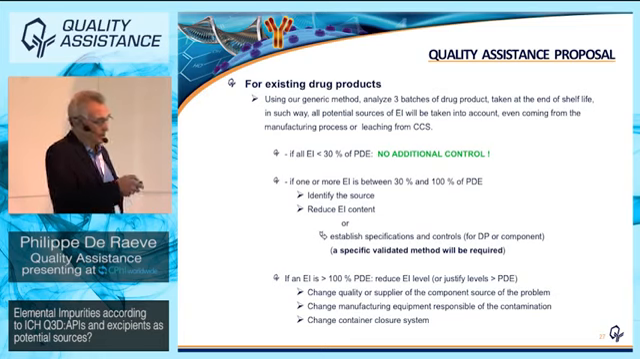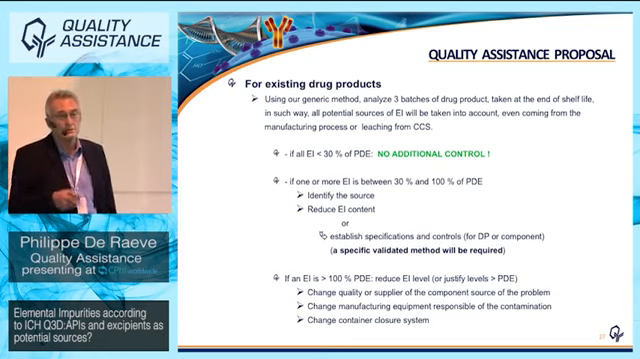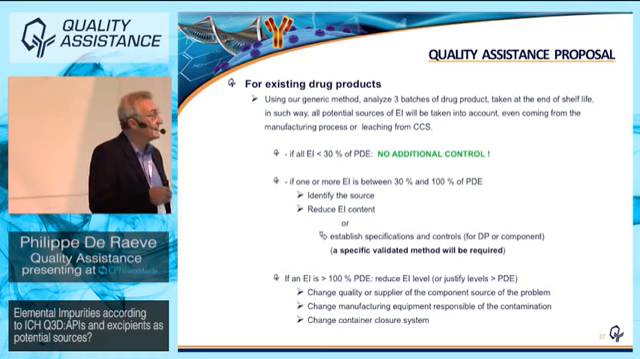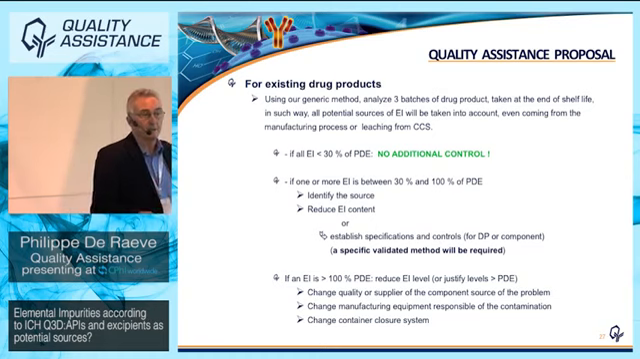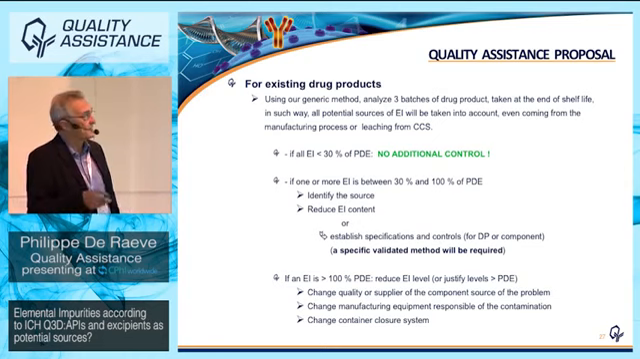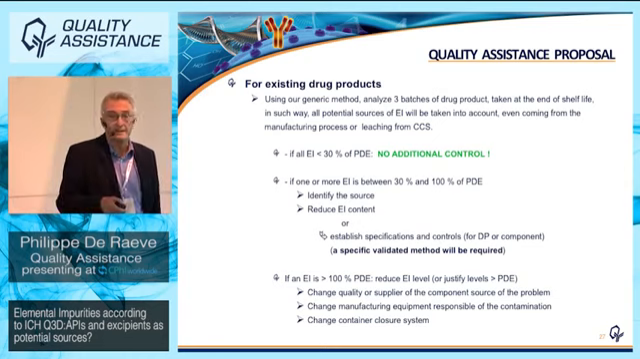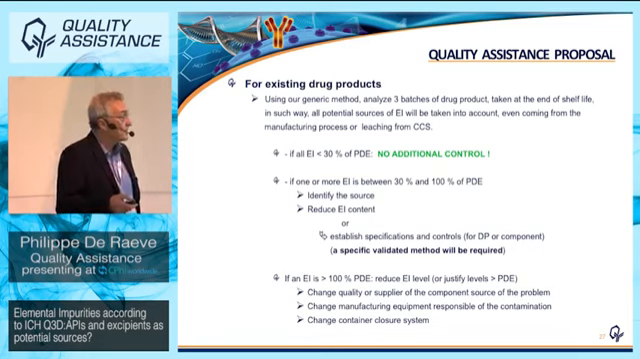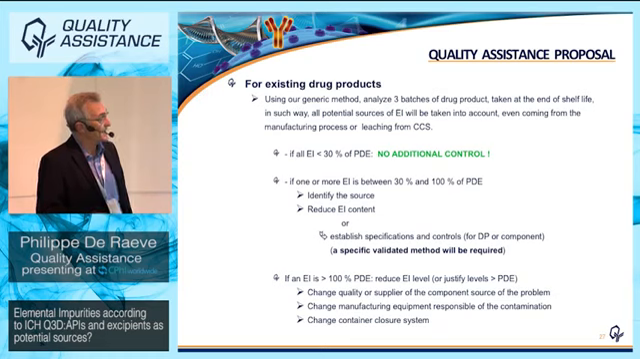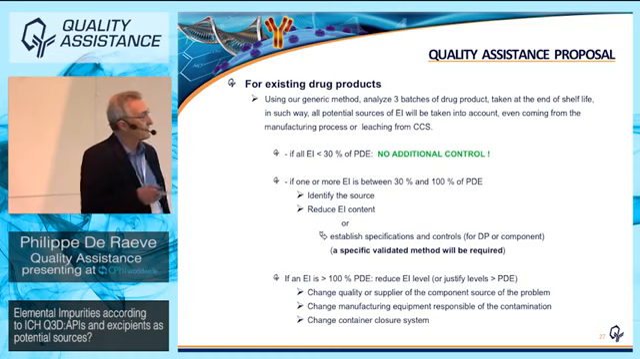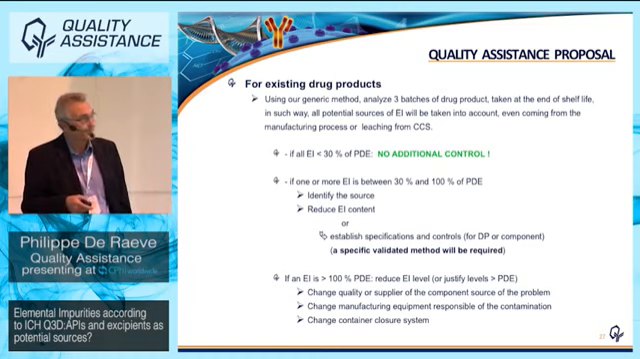If you can demonstrate that all elemental impurities are below 30% of the PDE, then you are lucky. You are done. You don't need any additional control. You just have to document. That's all. If one or more elemental impurities is between 30% and 100% of the PDE, then try to identify the source and reduce the elemental impurities. Or you will have to establish specifications and controls. In that case, a specific validated method will be required.